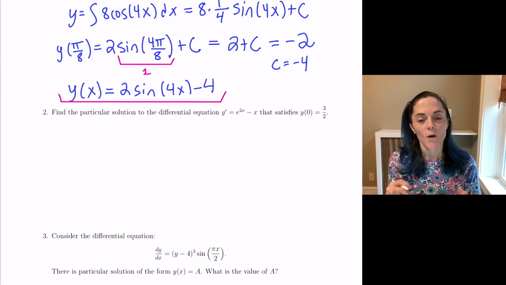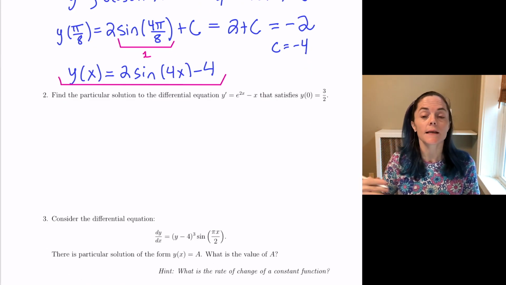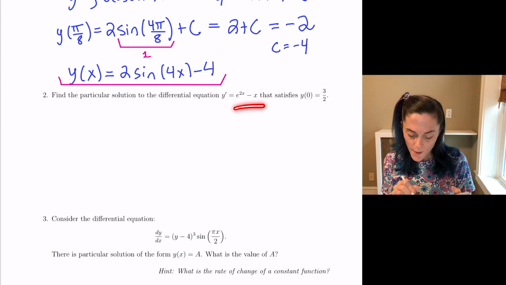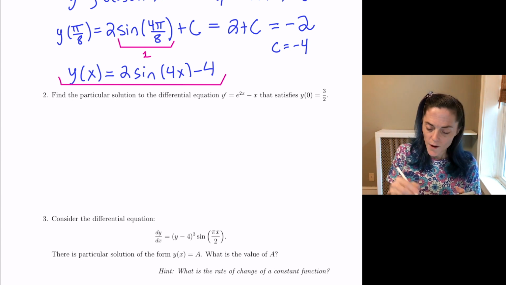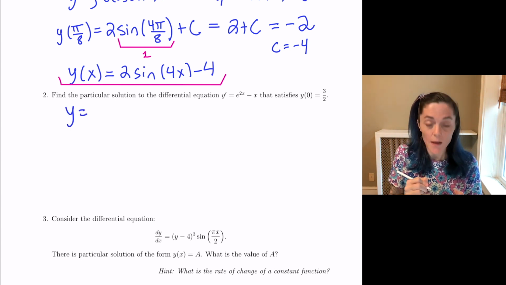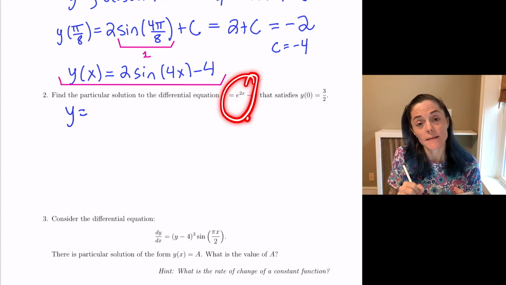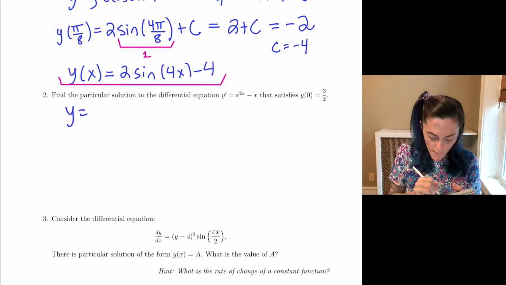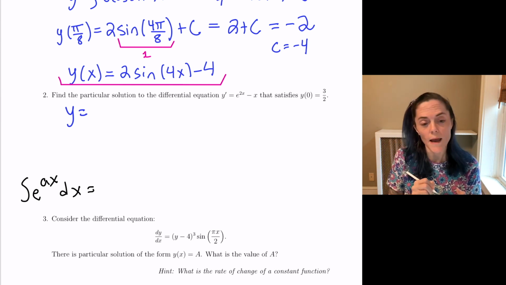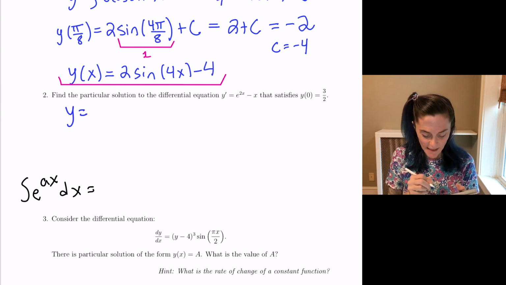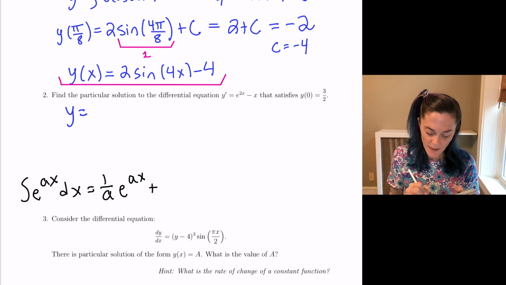Next question. We have another particular solution. Okay, here y prime is e to the 2x minus x. So we know y will be, well, we can integrate here. You see, we have another ax on the inside. Maybe I'll write this as a comment. If we integrate e to the ax dx, just like as we integrated cosine 4x, we have an ax inside the function. So we have a 1 over a e to the ax plus c.